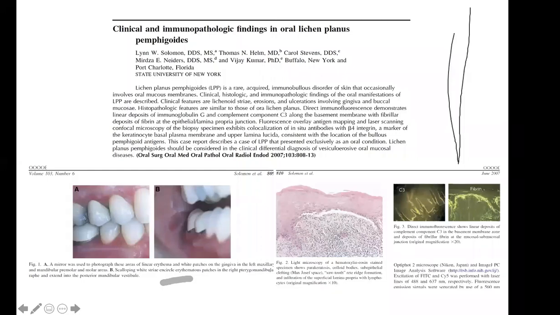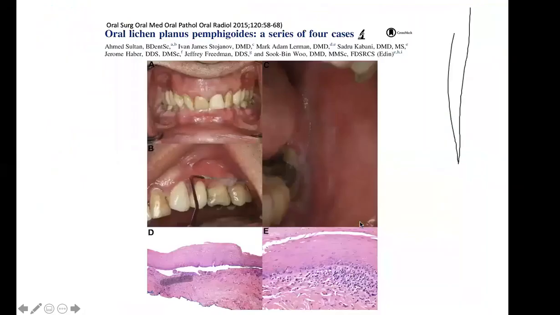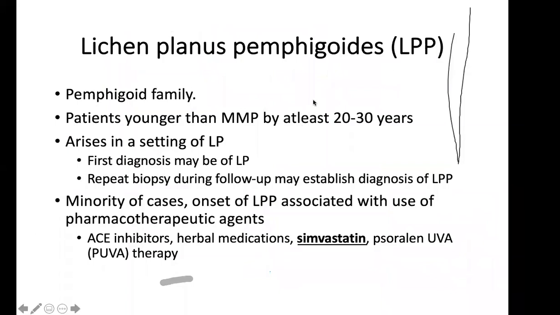Now, a word of caution: erosive lichen planus can show subbasal separation. When the basal cells undergo vacuolation, the hemidesmosomal apparatus is no longer present. So even in cases of erosive lichen planus, you can see the epithelium separating from the underlying connective tissue, and that's what causes the lesions to be erosive. But in erosive lichen planus, you are not going to see this kind of C3 and IgG at the basement membrane. Lichen planus pemphigoides belongs to the superfamily of pemphigoid.